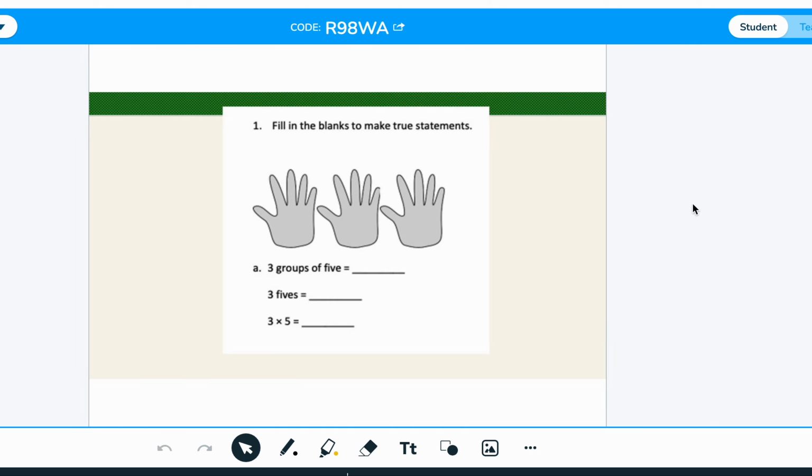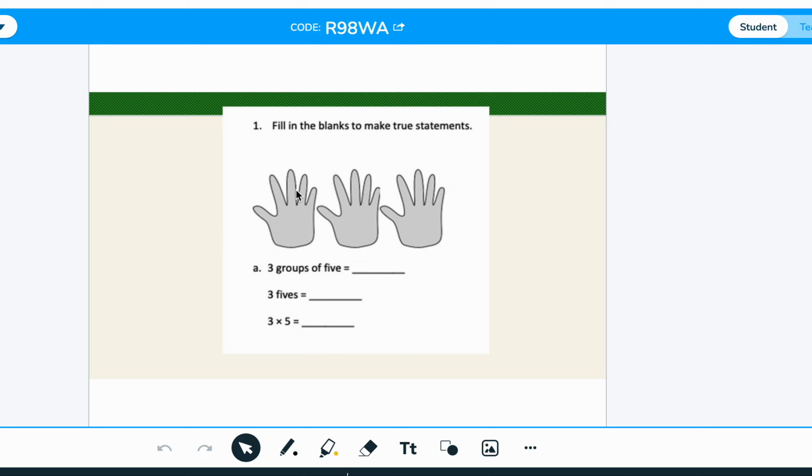Let's take a look at another, okay? So let's fill in the blank to make these statements true. This is saying 3 groups of 5. So I have 1, 2, 3, 4, 5. 1, 2, 3, 4, 5. 1, 2, 3, 4, 5. So 3 groups of 5 is what number?